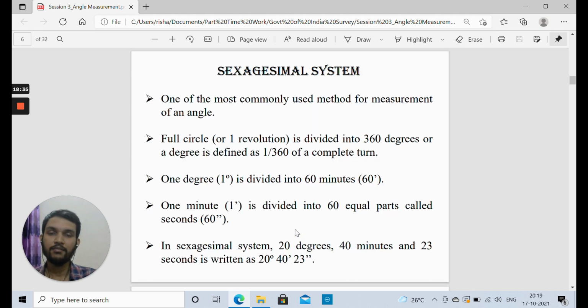So these are how we can measure the angles in different systems, and once we have converted in one system, they can be easily converted if we have good knowledge about the conversion systems.